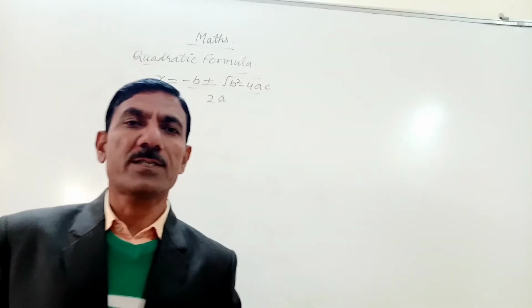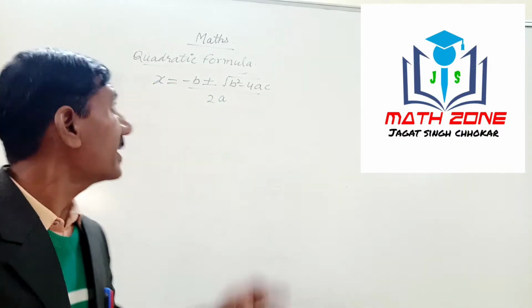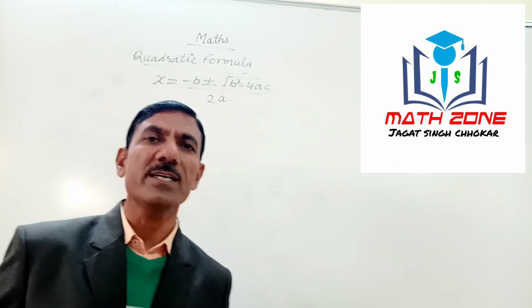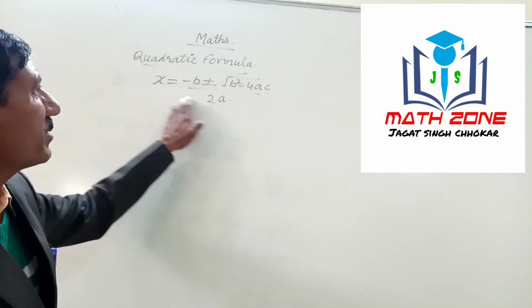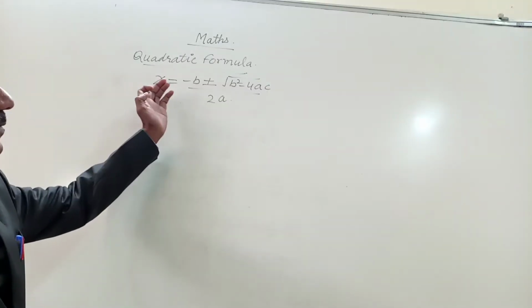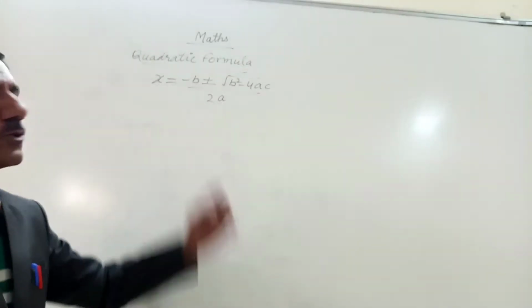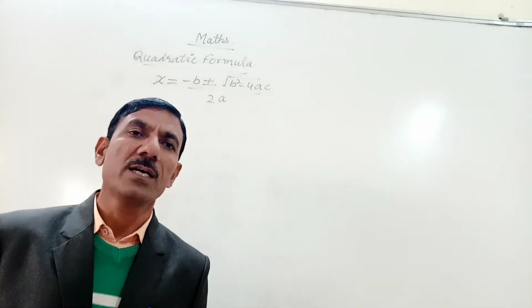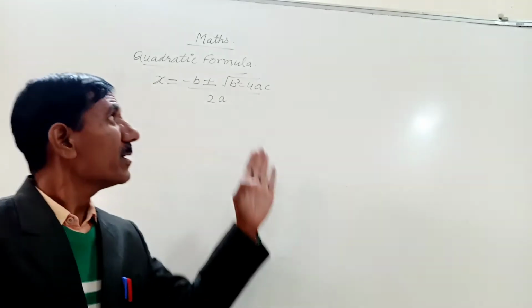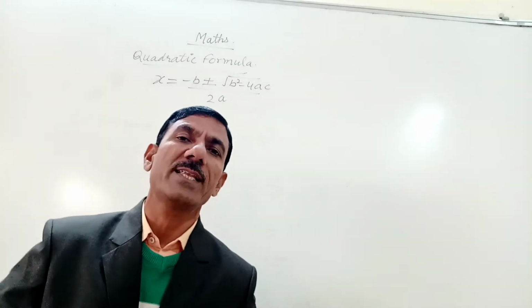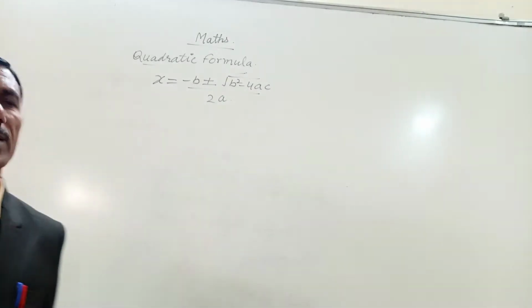Good morning students. In this class we have to start the quadratic formula using the completing square method. How do we derive this formula? x equals minus b plus minus root b square minus 4ac upon 2a. It is based on the quadratic equation, and this formula is known as the Shridhar Acharya formula.